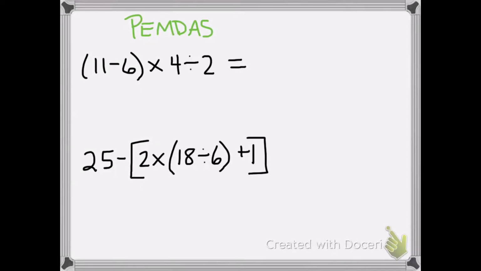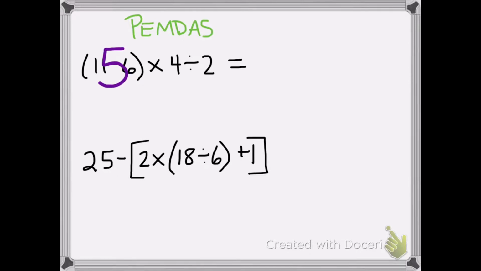Today's lesson we're going to start with order of operations. Now remember PEMDAS, or please excuse my dear Aunt Sally. So if we look at our first problem here, the P stands for parentheses, so we have 11 minus 6 in parentheses, so we must solve that first. 11 minus 6 is 5.